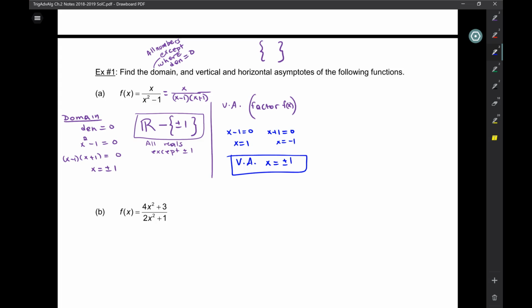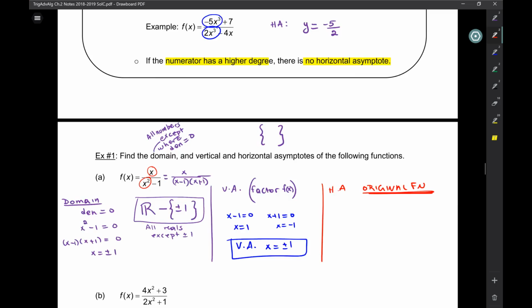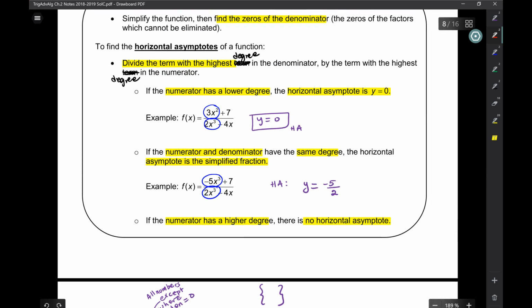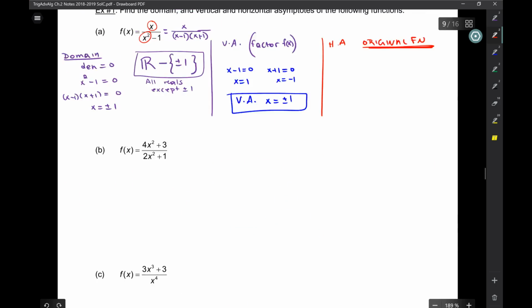All right, let's do horizontal asymptote. For horizontal asymptote, it's important to go to the original function, right? The horizontal asymptote, we're going to go to the original function, not the one we factored. So you go to the original function, term with the highest degree. The bottom has more x's. The numerator has a lower degree, so it's just y equals 0.